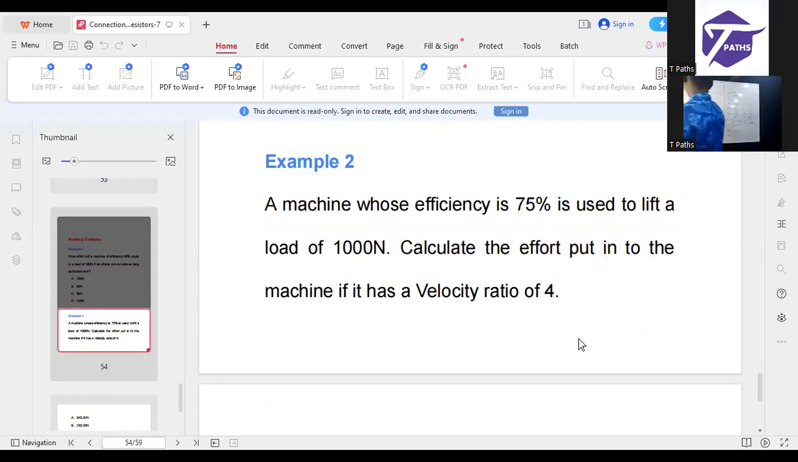So now it says the velocity ratio is 4, right? The velocity ratio is 4. Why the efficiency of the machine is 75%. Why the load, which is W, is 1000 Newton. Now the question says calculate the effort put into the machine.